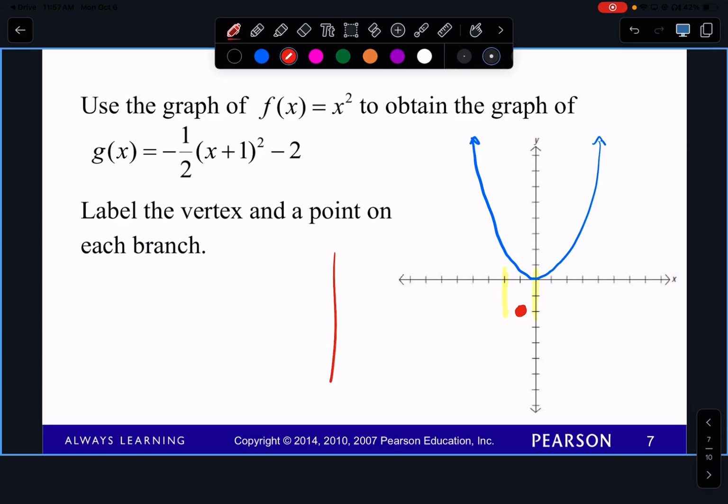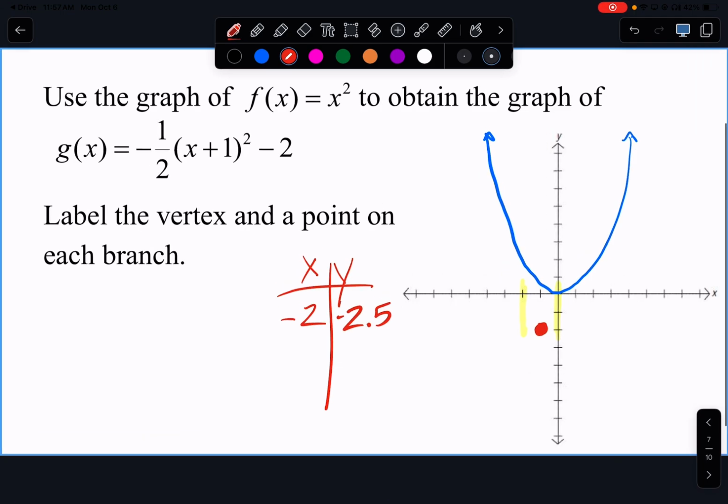So let's create our table of values when x is negative 2. Well, negative 2 plus 1 is negative 1. Negative 1 squared is 1. 1 times negative 1/2 is negative 1/2. Negative 1/2 minus 2 is negative 2.5. So go left 2 and then down 2.5. So it's going to be relatively close to that one. Now we're going to do the 0 because that's on the other side. If we do it right, it should be mirrored. So 0 plus 1 is 1, squared is 1, times negative 1/2, yep, we get the same thing. Negative 2.5.